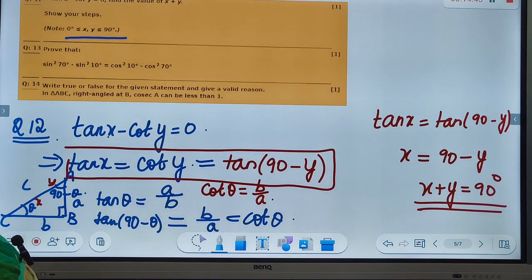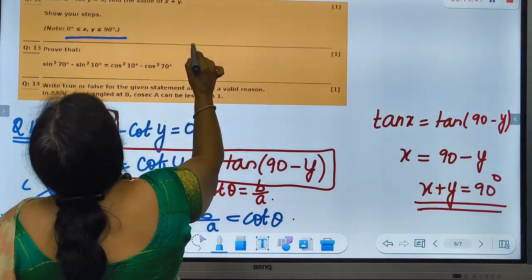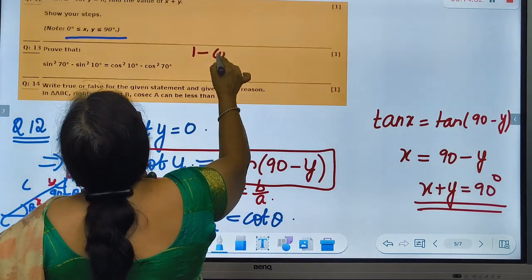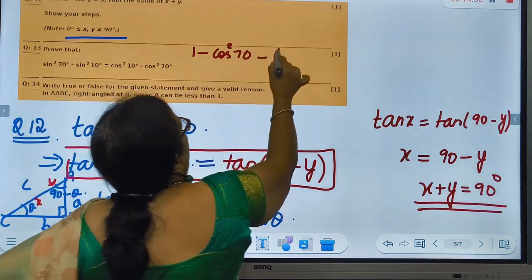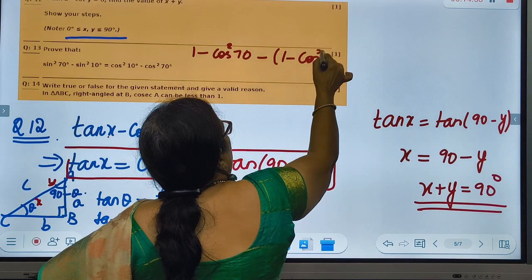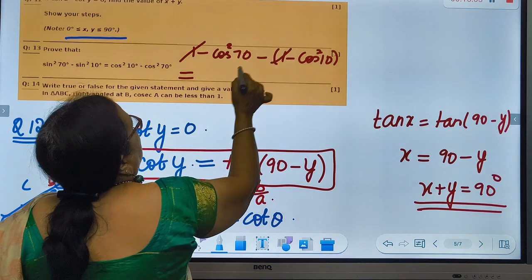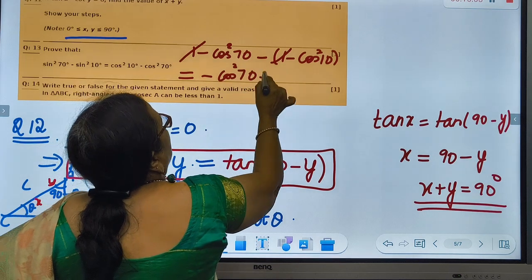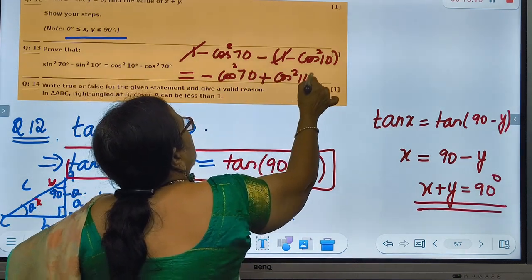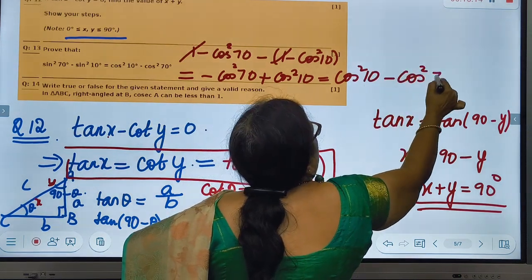Prove that sine square 70 minus sine square 10 is cos square 10 minus cos square 70. Now sine square 70, I can write it as 1 minus cos square 70, and sine square 10, I can write it as 1 minus cos square 10. Now the 1 gets cancelled. So minus cos square 70 plus cos square 10, which is the same as cos square 10 minus cos square 70.